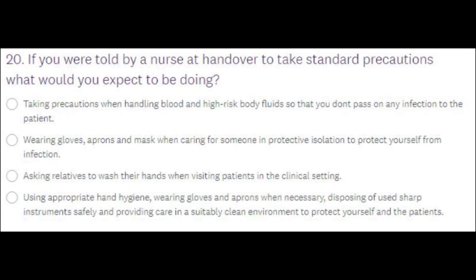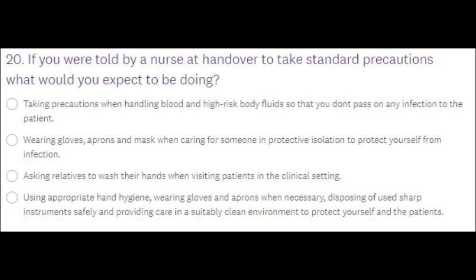Okay. Question number 20. If you were told by a nurse at handover to take standard precautions, what would you expect to be doing? Option A, taking precaution when handling blood and high-risk body fluids so that you don't pass any infection to the patient. Option B, wearing gloves, aprons and mask when caring for someone in protective isolation to protect yourself from infection. Option C, asking relatives to wash their hands when visiting patients in the clinical setting. Option D, using appropriate hand hygiene, wearing gloves and aprons when necessary, disposing of used sharp instruments safely, and providing care in a suitably clean environment to protect yourself and the patients.